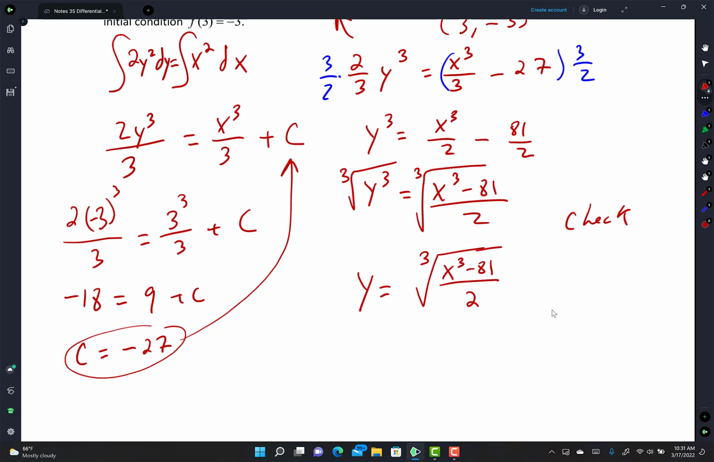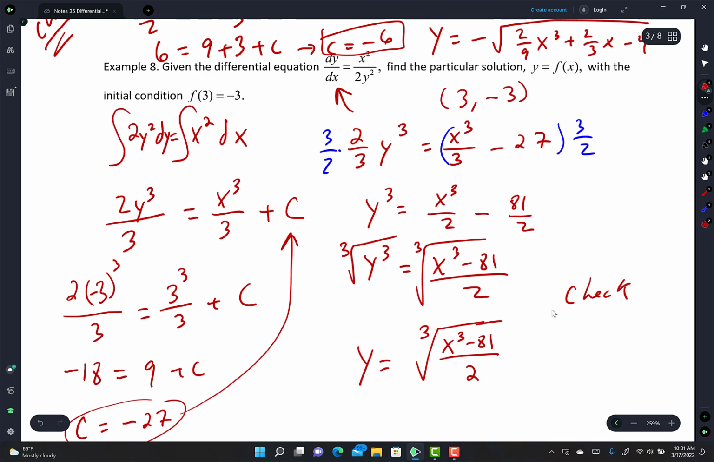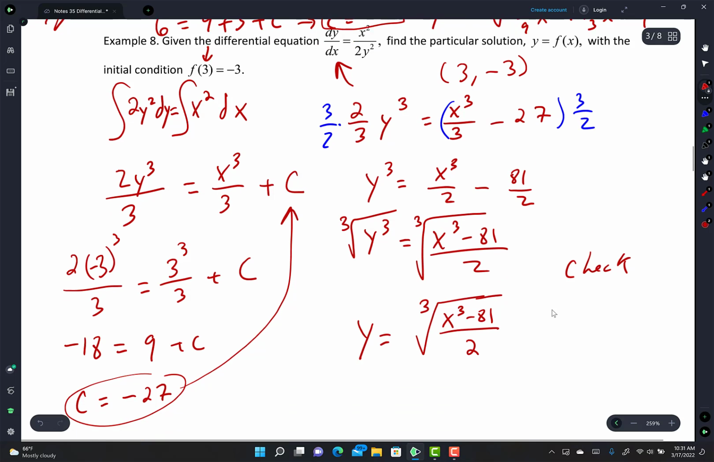All right, check it. Don't just say I'm done. We're good. We got it. Check it, guys. So what was my x value here? 3. If you plug in a 3, do you get a negative 27 inside that cube root? Because the cube root of negative 27 is negative 3, right? So let's see if we get that.